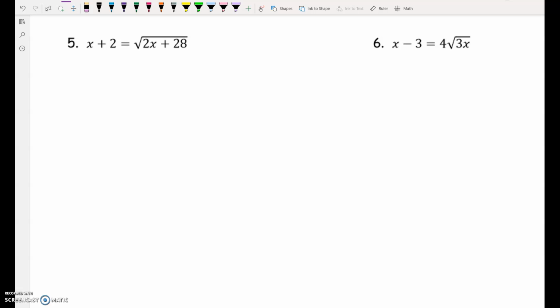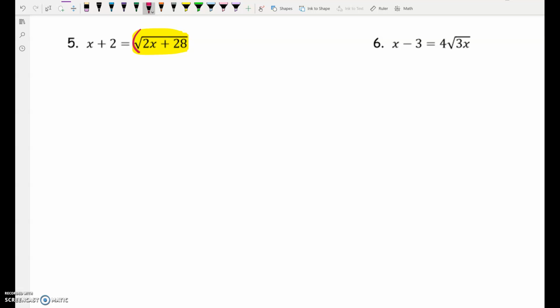In number 5, our first step is always going to be to isolate the radical. So look at this radical. Is there anything in front of or after the radical that we need to get rid of? No. So the radical is isolated. Our next step is going to be to square both sides.